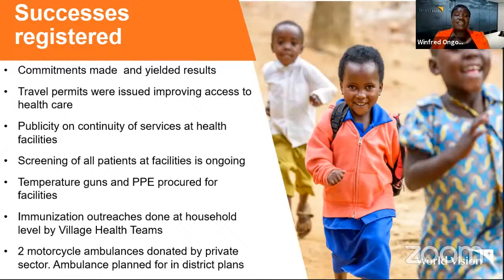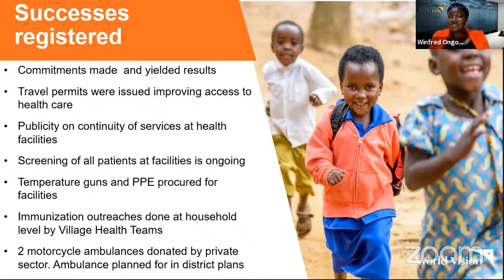So after they shared the action plan, they were able to register some successes, commitments were made, and in some areas, results were already seen immediately. And one of the key things was travel permits were issued to improve access to healthcare. Because with the lockdown, people had to get travel permits to move from one place to another, especially those who need to access health facilities.